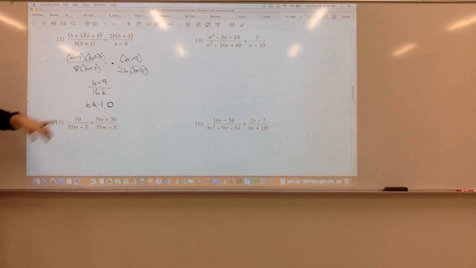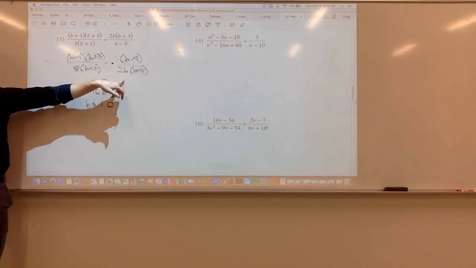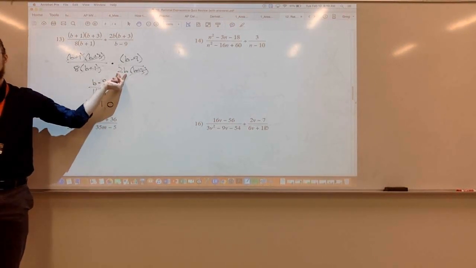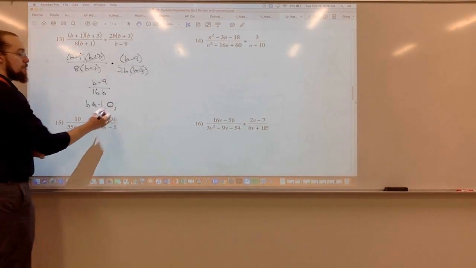0, right? Because here we're multiplying, so 2 times what equals 0? 0. Right? 2 times negative 2 would be negative 4. That doesn't do us any good. So we want 2 times 0. Then my next one is b plus 3.